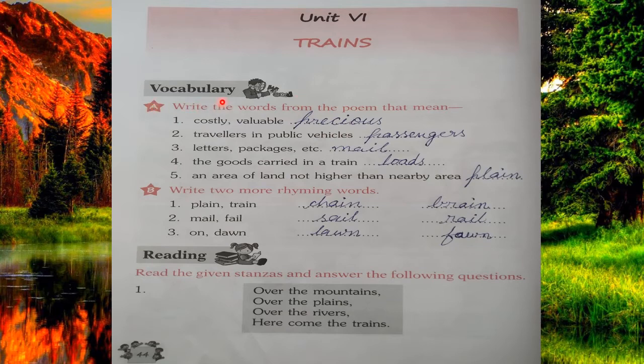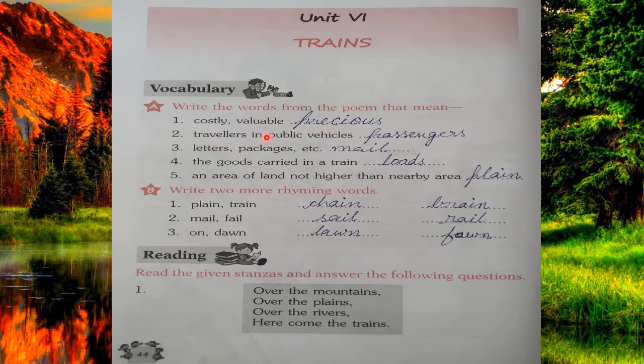First is vocabulary. Vocabulary means word meaning. The first question is, write the words from the poem that mean the following. Here in this question there are some meanings, and you have to choose these words from the poem. The first is costly and valuable. So costly and valuable are the meaning of precious. Precious means costly and valuable.